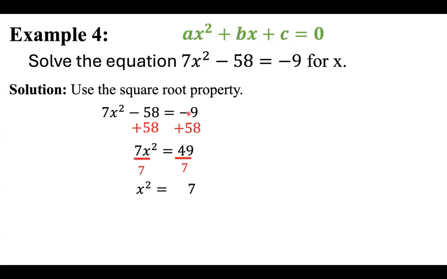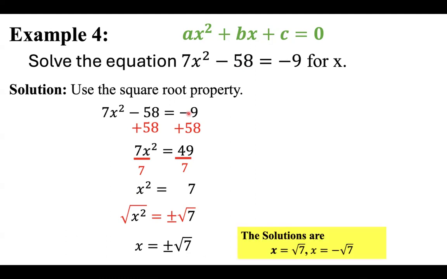x squared equals 7. Now, if you take the square root on both sides, you get x equals plus or minus the square root of 7. And that is my final answer. So the solutions are positive root 7 and negative root 7.